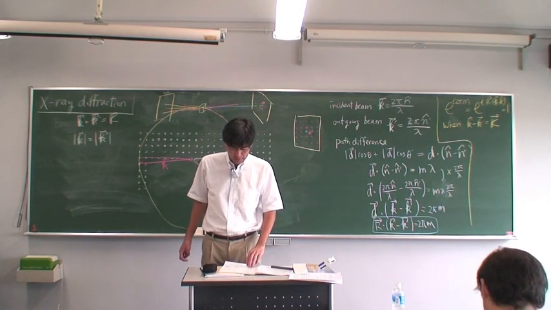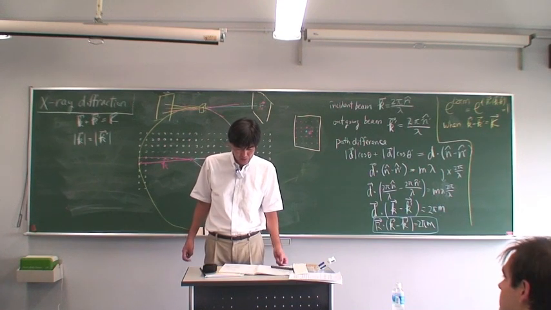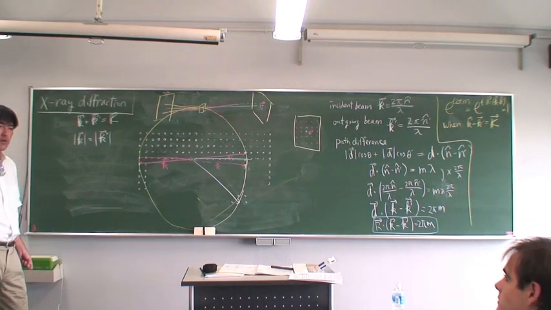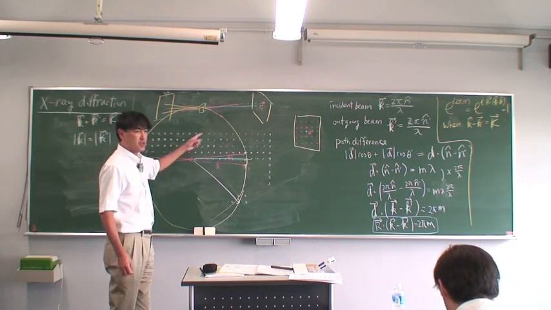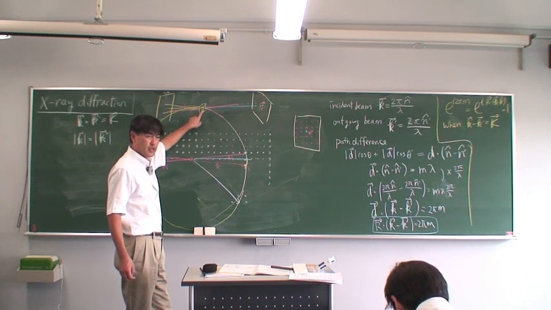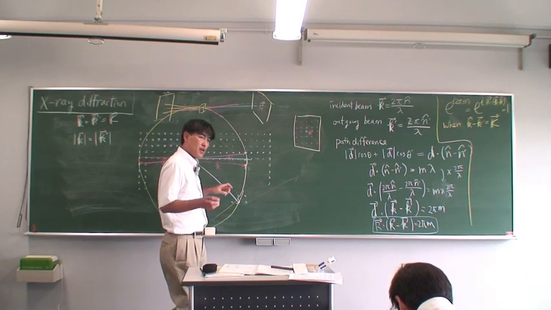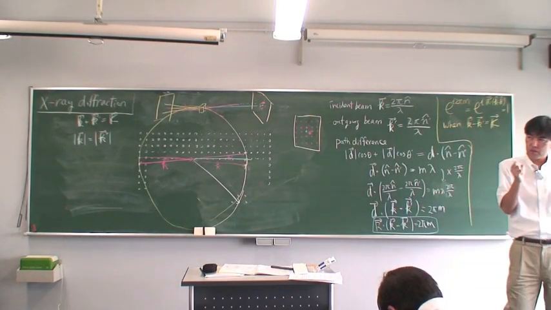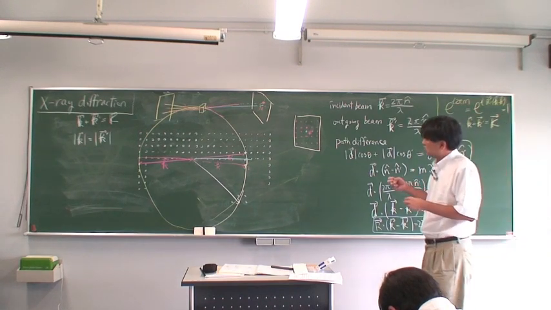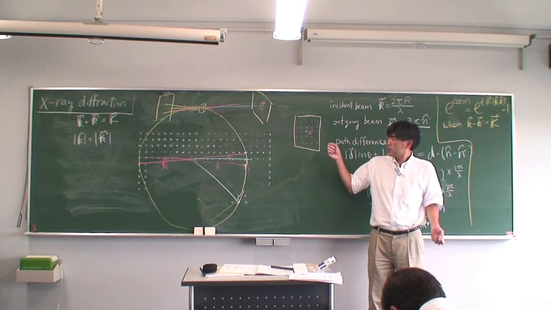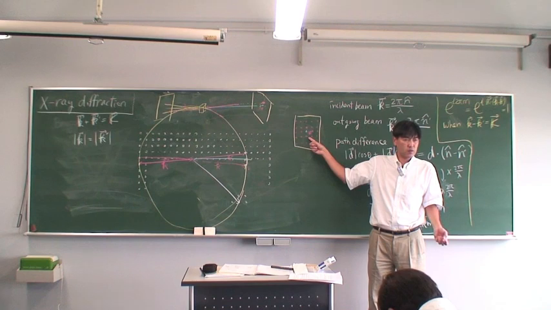Next, I would like to introduce a different method called the powder method. Okay? The principle is the same, but now instead of one single crystal, we put powder at the sample position. Powder means a collection of many single crystals. So the answer is very similar. You get one diffraction pattern like this from one single crystal.